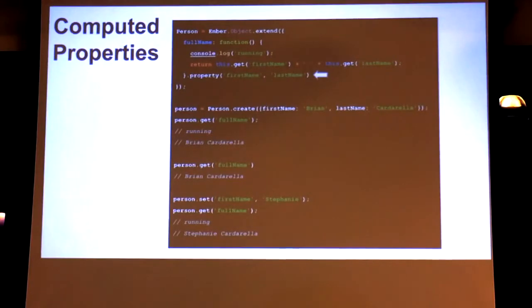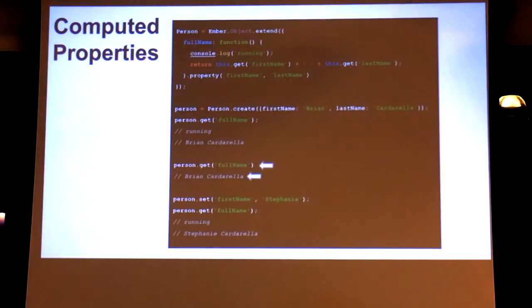We can tell Ember which properties are related to this computed property by passing in an indeterminate number of arguments. So in this case, I'm giving it firstName and lastName, because those are the properties that are going to make up what the full name is. And up here, to indicate when the function actually runs, I have a console log running. So down here we see person.get fullName, and we notice that it logged out "running" to the console, and then we get the value of the full name.